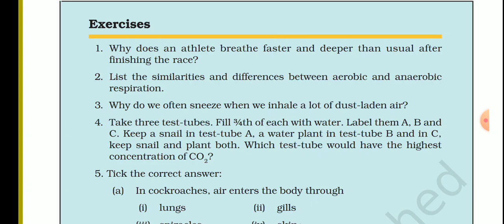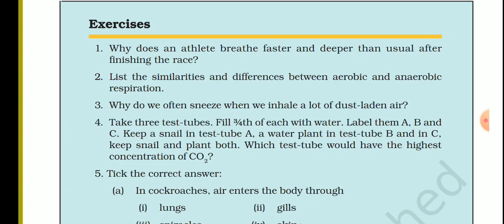Fourth point: in aerobic, it occurs in most of the plants and animals. In anaerobic, it occurs in yeast and some bacteria. Okay.